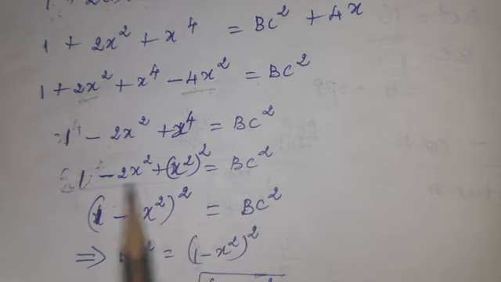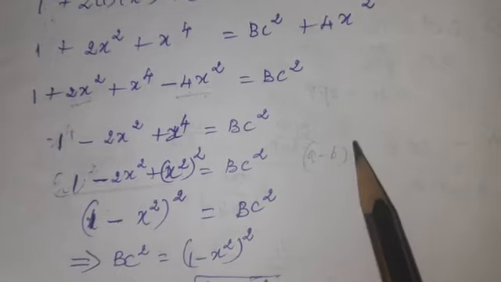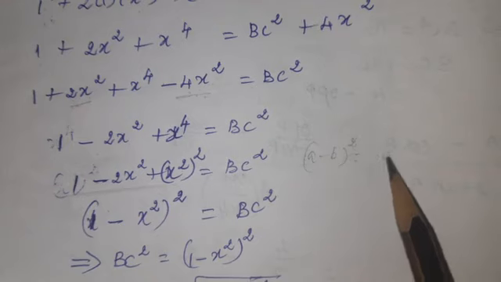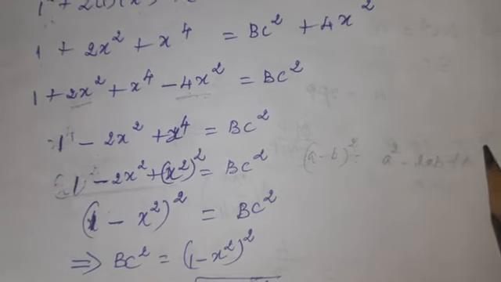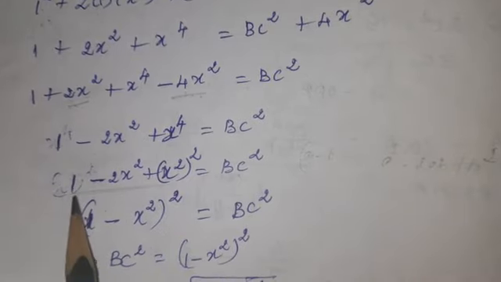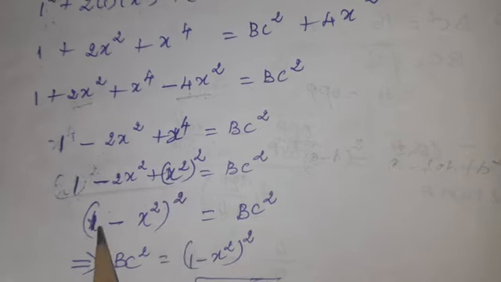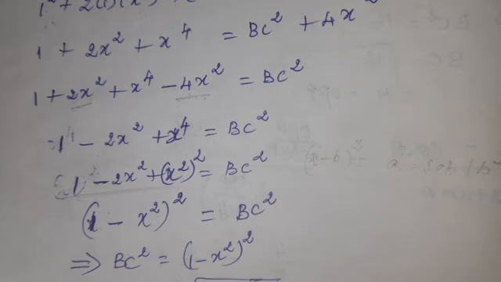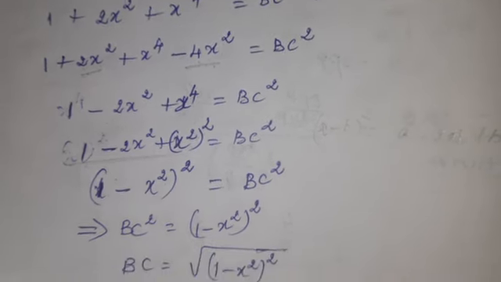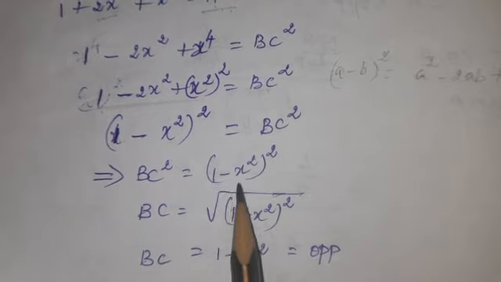It is one formula. What is that formula? The concept is A minus B the whole square. The formula is A square minus 2AB plus B square. In the A place you have 1, in the B place you have x square. So it will come as 1 minus x square the whole square is equal to BC square. And this I am stating as BC square is equal to 1 minus x square the whole square.